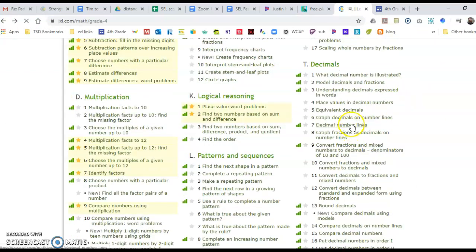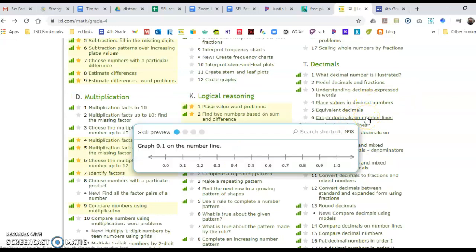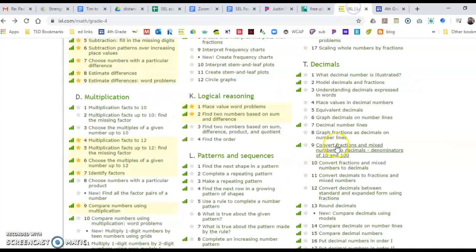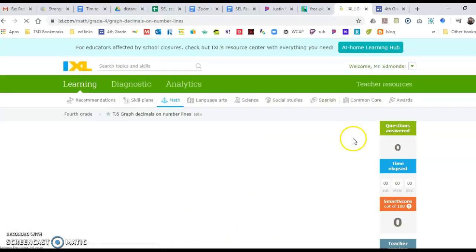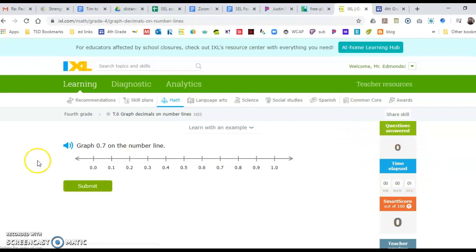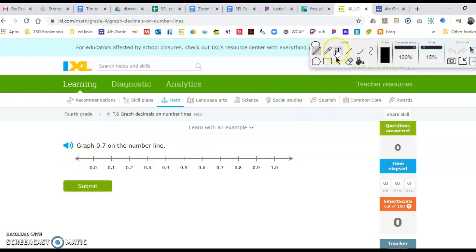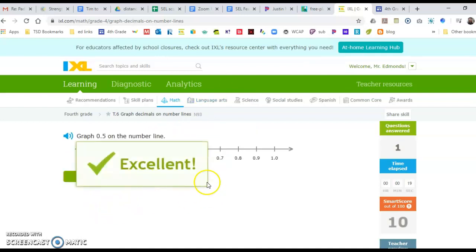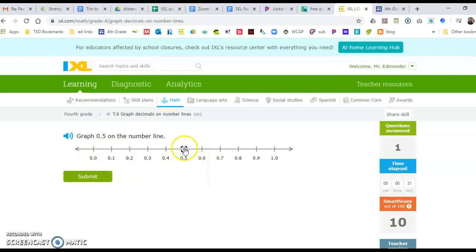And the second level we're looking at today is, I believe, let me double check the website, it is T6. I want to make sure I steer you guys right. T6 is graphing decimals on number lines. So you're going to get number lines, and your job is to plot where that number is. I would also encourage you to practice reading the numbers that are given. So parents and kids, I'd recommend saying, okay, that number is 7/10. It's really good to practice that because it will help you with fractions later on and decimals. So 7/10, submit it. 5/10, submit it.